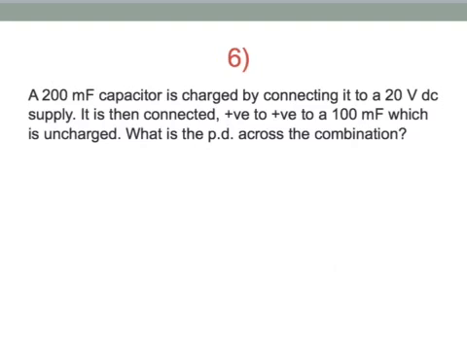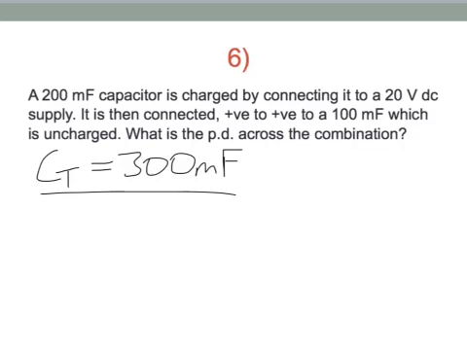Okay, number 6, a 200 millifarad capacitor is charged by connecting to a 20 volt DC supply. It is then connected positive to positive to a 100 millifarad capacitor, which is uncharged. What is the PD across the combination? So, we can add the two capacitance values together to get our total capacitance value of 300. Why? Because they're in parallel, so it's very simple addition. And then use the voltage equation with Q upon C.